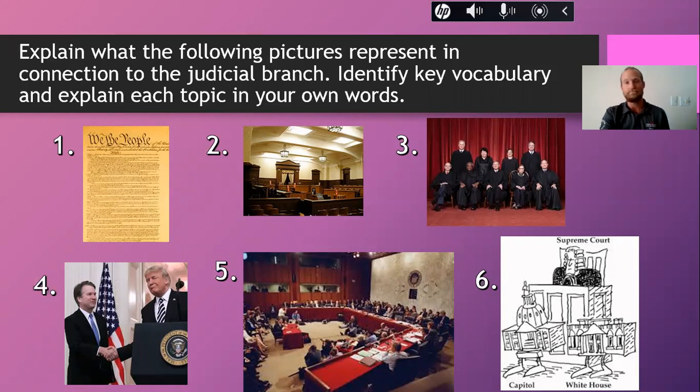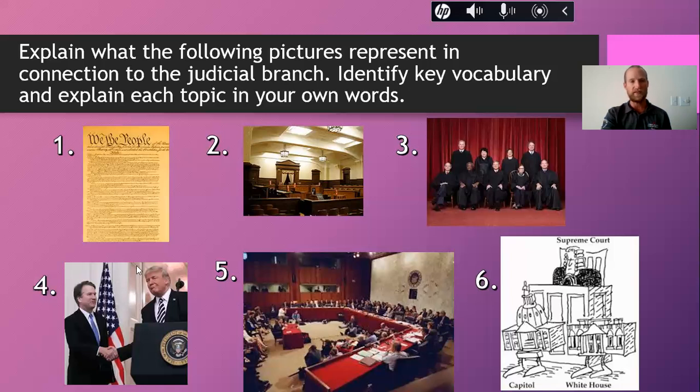So number 2, obviously, is a courtroom. And it's obviously connected to the judicial branch because the judicial branch is all about the court system. Number 3, we have a group of judges. So if you put judges, that'd be okay. But if you count up how many judges there are, you see there are a total of 9 judges. And then you should know that the Supreme Court has 9 justices or judges on the court. So number 3, I was going for the Supreme Court.